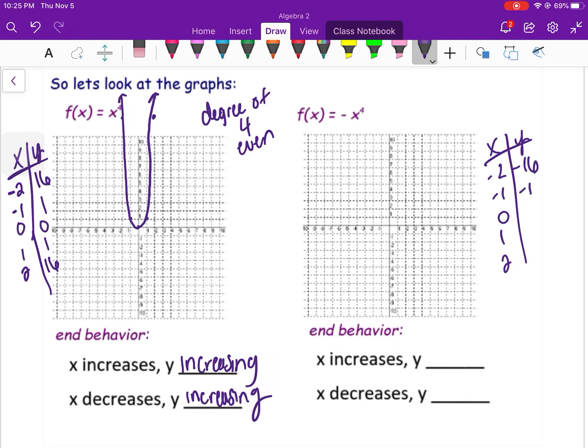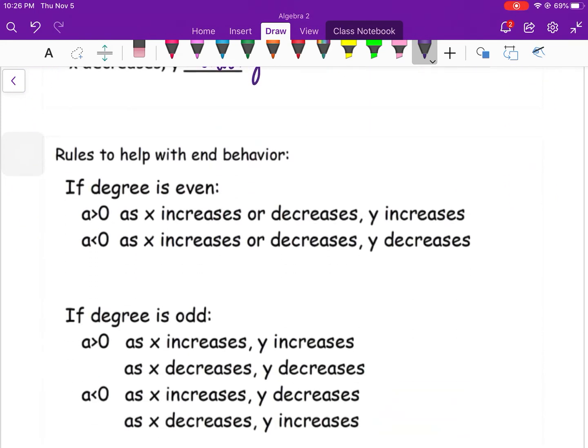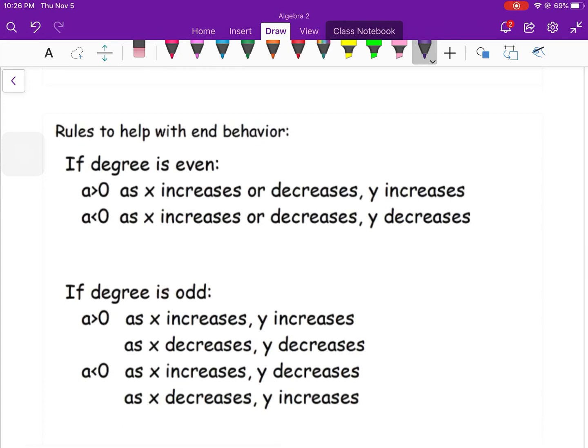So instead of positive 16, you'd be at negative 16, and then negative 1. So it's going to look similar but facing down this time, which means as x increases, y decreases. As x decreases, y also decreases. So even goes the same way, either both up or both down, and odd has one increasing as the other decreases.